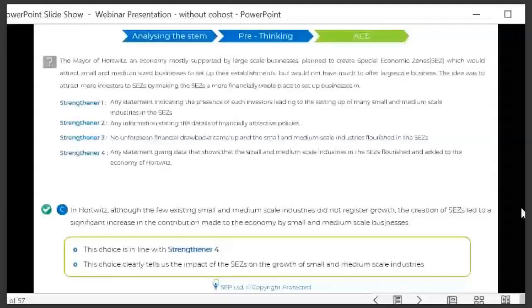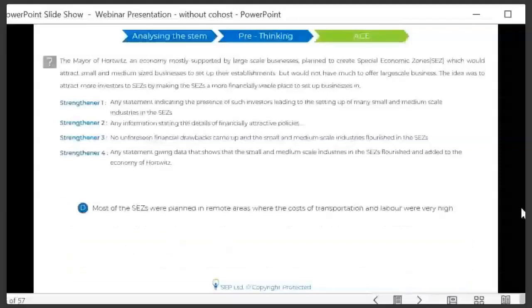All right, though we have chosen the correct answer choice, we still have two answer choices. So let's see on what grounds they have been eliminated. Most of the SEZs were planned in remote areas where the costs of transportation and labor were very high. Now, this talks about a disadvantage of the SEZ. So this choice actually weakens the idea of financial viability of the SEZs, and therefore it is not the correct choice. None of you chose this, so I'm sure you just need to check whether you eliminated it for the right reason. Let us look at choice E.